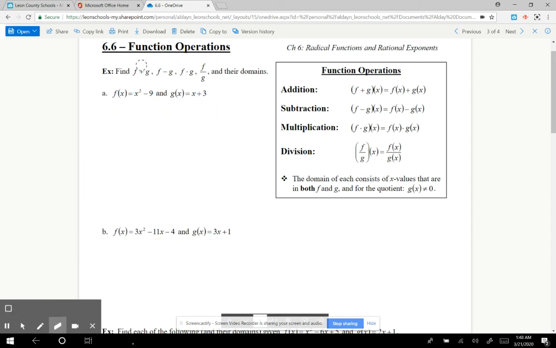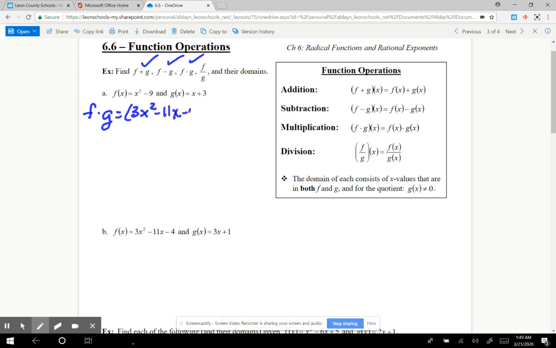All right, so now we've done addition, we've done subtraction, we're going to do multiplication. F times g. All right, so we're going to do 3x squared minus 11x minus 4 times 3x plus 1. Remember, they both have to be in parentheses this time. And I'm going to use distribution this time because you can't use FOIL. So I'm going to do 3x squared times 3x is 9x cubed. Negative 11x times 3x is negative 33x. Negative 4 times 3x is negative 12x.